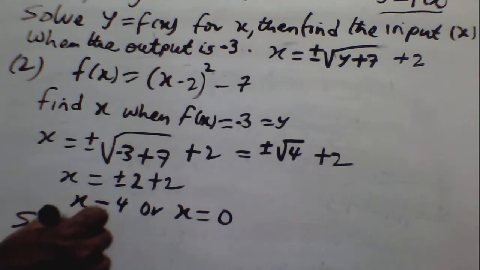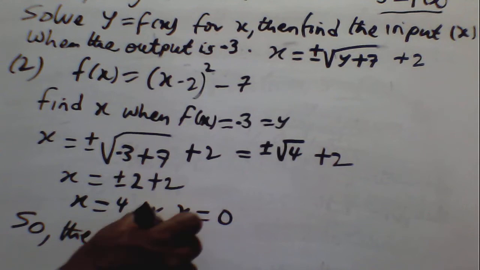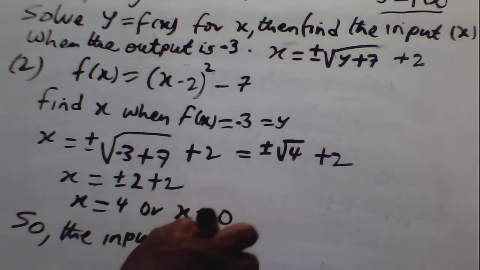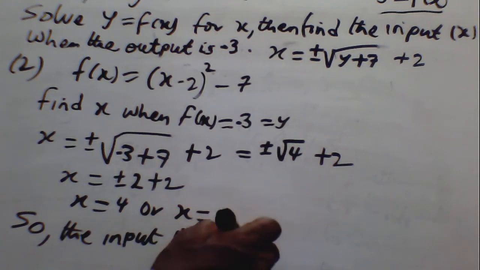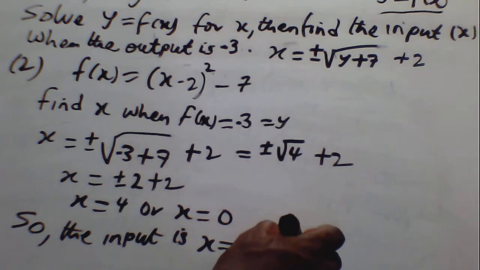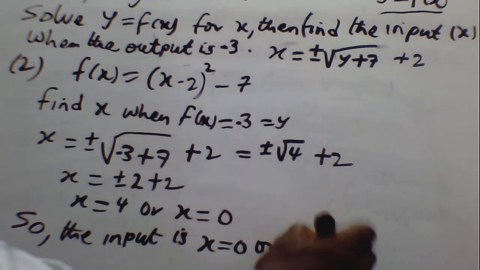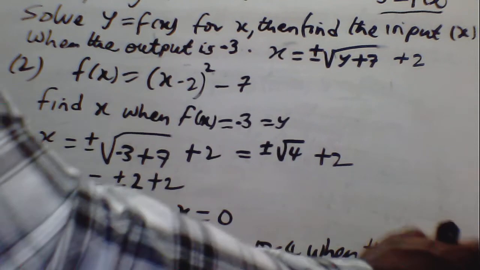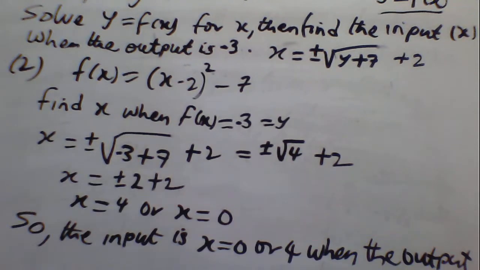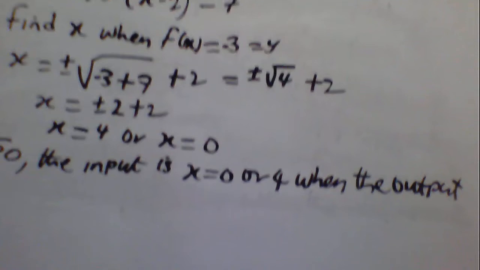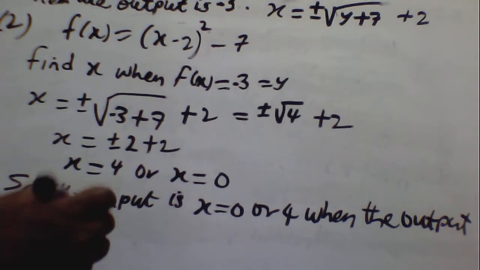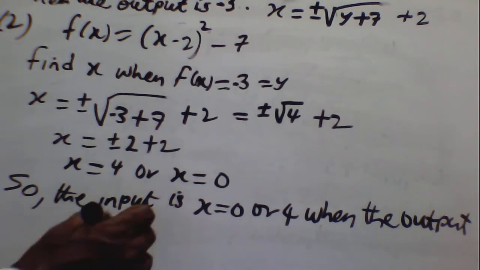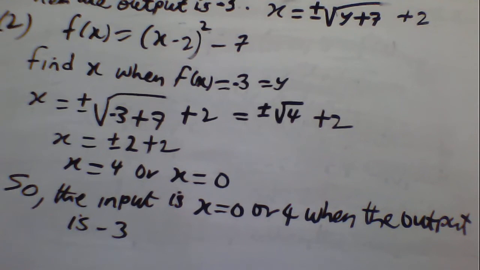So the input is x equal to 0 or 4 when the output is minus 3. So once you have done that, you have already solved the problem.